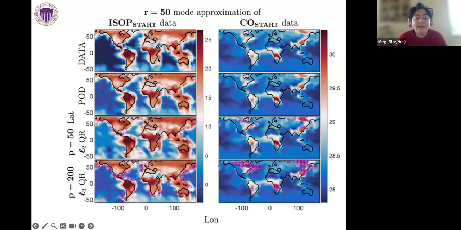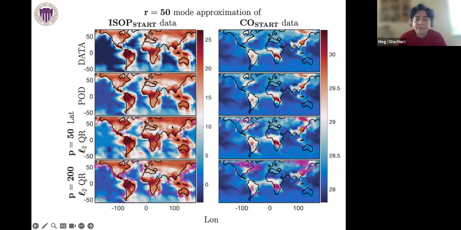Okay, so here I have the actual data set at the surface of isoprene data and carbon monoxide star data. I construct a 50 mode truncated POD, and these projections are on the second set of panels here. And then I compute 50 sensor locations based on the method I just described. For isoprene data, these seem to be localized around the coastal regions, whereas for the carbon monoxide, they're localized over the land regions.